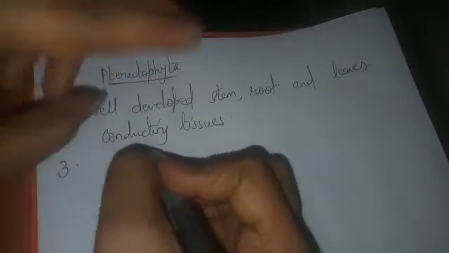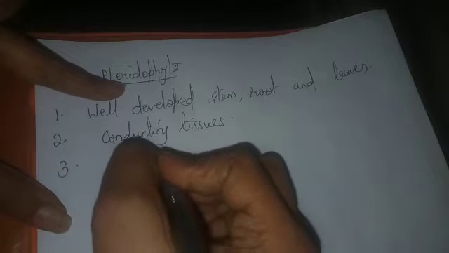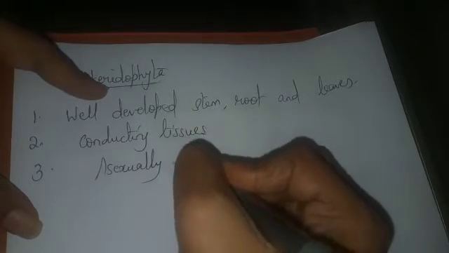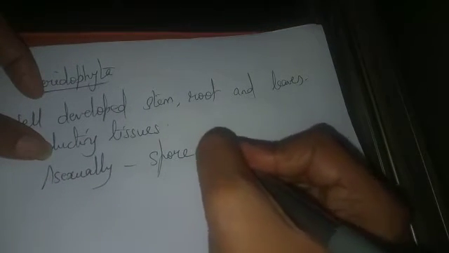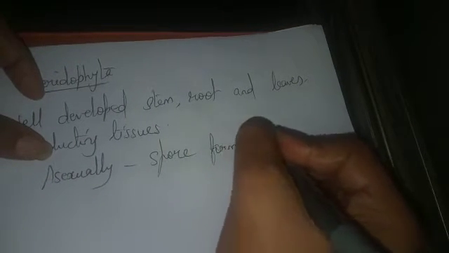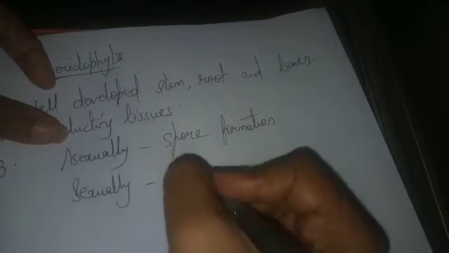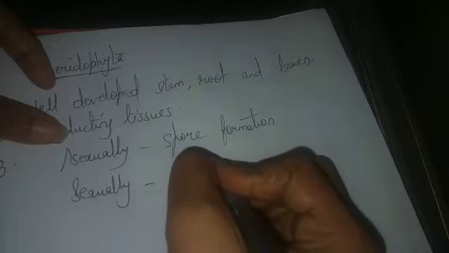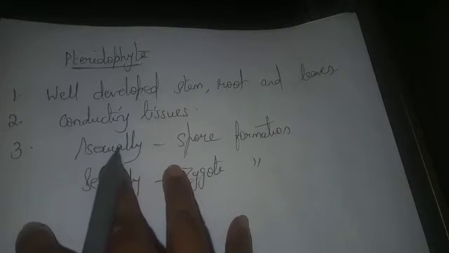Third point, Pteridophyta can reproduce in two ways. Asexually, they can reproduce by spore formation. And sexually, they can reproduce by zygote formation. Now you know what spore formation is. It is an asexual method of reproduction.